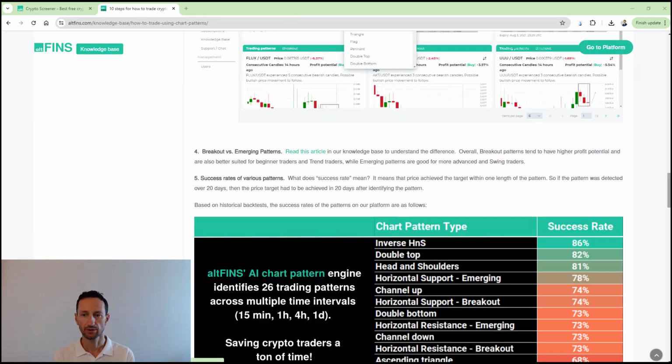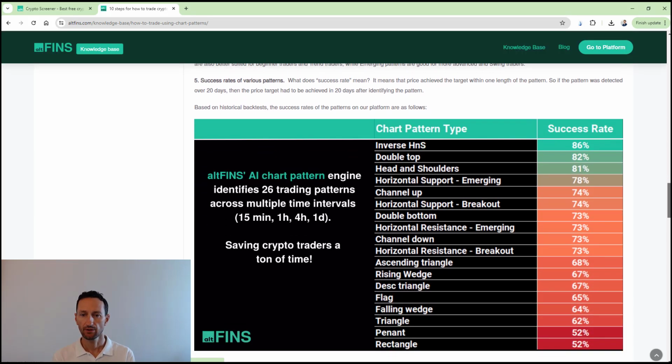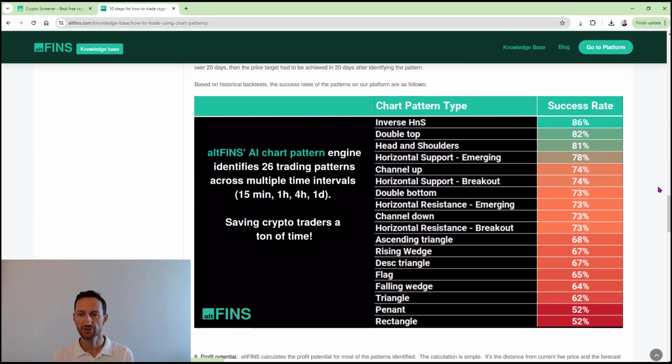In fact, if you look at the knowledge base, in this article we have the historical success rate of chart patterns. Falling wedge is near the bottom of it at 64%. Channel down is somewhere in the middle at 73%. Still pretty decent to be winning 73% of the time. Falling wedge has a lower win rate, so two-thirds of the time I'm going to be right. Not bad, but not the best in terms of the chart patterns. But let's go ahead, keeping that in mind.